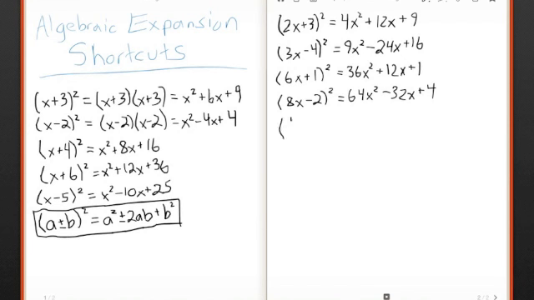All right, let's throw in a fraction. 1/2 x minus 3 squared. 1/2 x squared is 1/4 x squared minus 2 times 1/2 x times 3. 2 times 1/2 x is x times 3 is 3x plus 3 squared is 9.